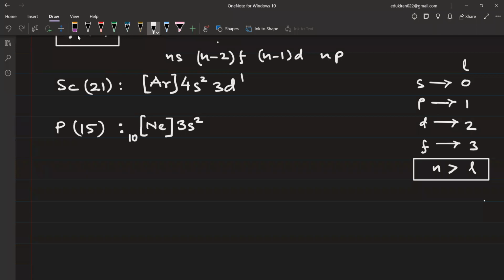2. Very good. And after that, tell me, n minus 2f, is this possible if n is equal to 3? No, sir. Is n minus 1d possible? Think and tell me. When n is equal to 3, is it possible? No, sir. And np will be possible? Yes, sir. So this will be 3p. And how many electrons do I need to fill in the p? 3. Very good.